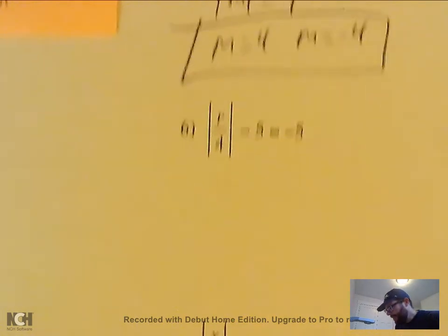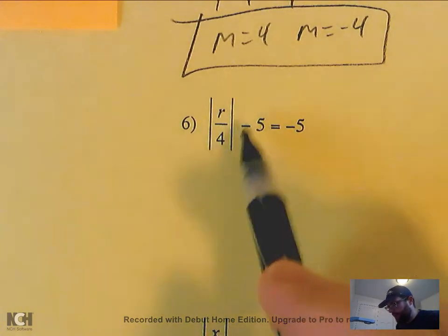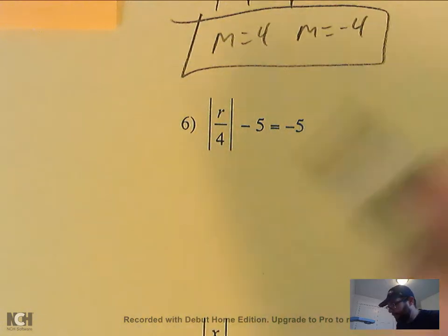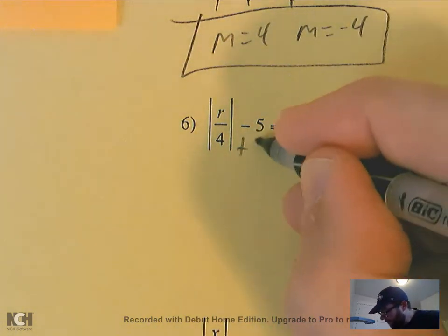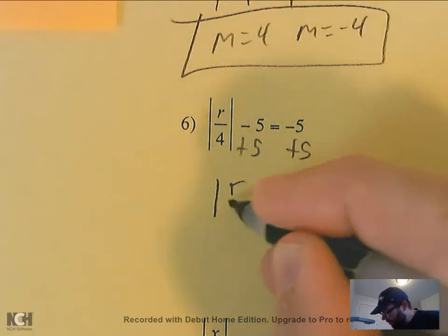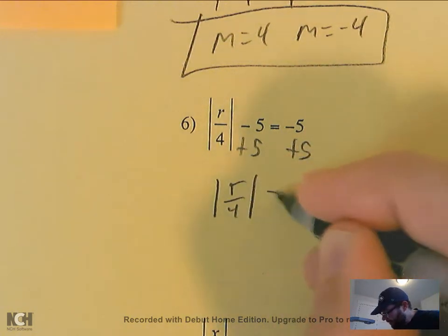Okay? This time, we've got a minus 5 next to the absolute value on the same side. So I've got to get rid of that. So it's minus, so I'd add 5 to each side. That gives me the absolute value of r over 4 is equal to 0.